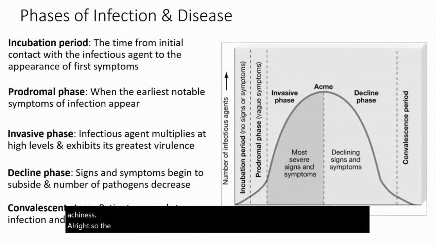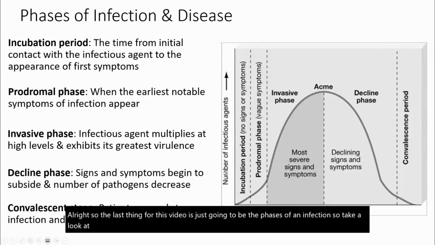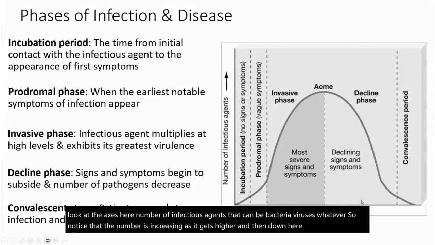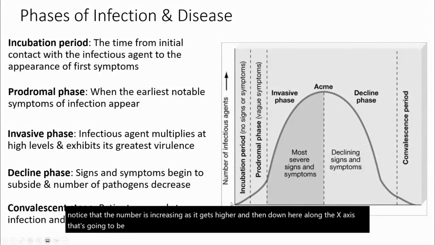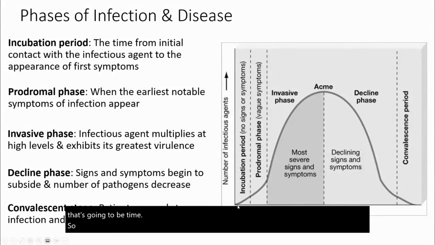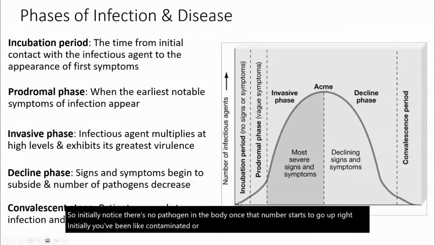All right, so the last thing for this video is just going to be the phases of an infection. So take a look at the axes here. Number of infectious agents, so that can be bacteria, viruses, whatever. So notice that the number is increasing as it gets higher. And then down here along the x-axis, that's going to be time. So initially notice there's no pathogen in the body. Once that number starts to go up, right, initially you've been contaminated, or maybe somebody coughed in your face. Once they start actively replicating, we now have an infection.